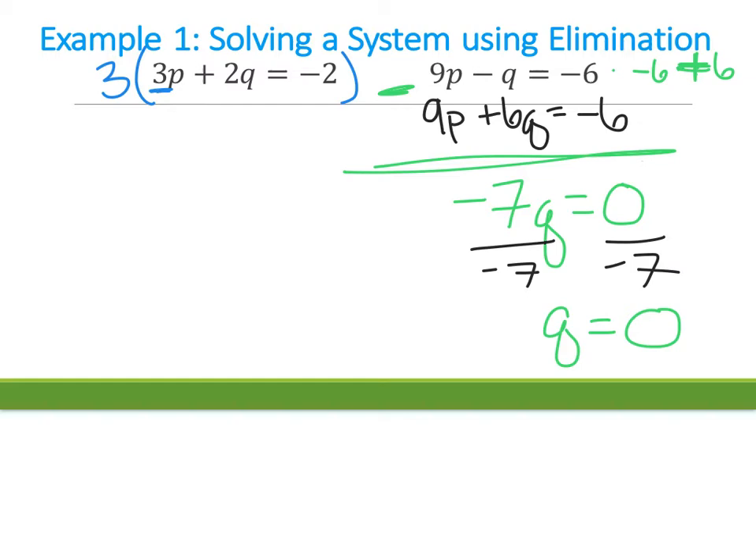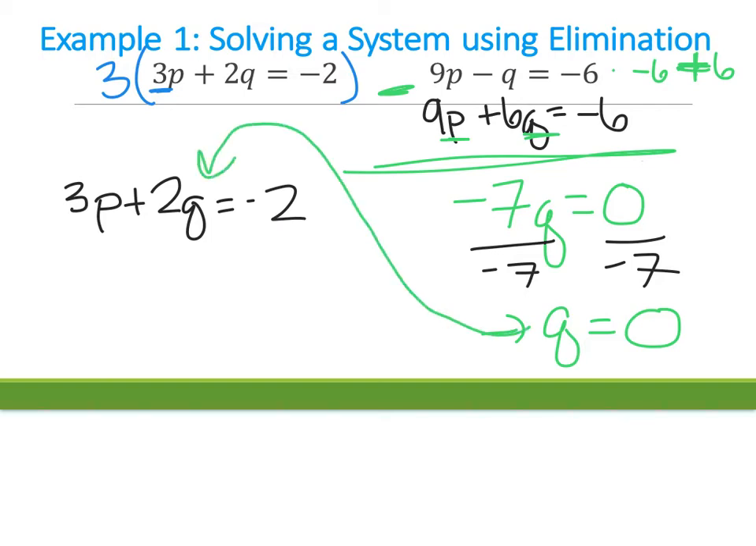I'm halfway done. I just need to figure out what p is because there's two variables. One's p, one's q, and we just figured out what q is. So now I want to take any of the equations, it doesn't matter which one. I'm just going to use the original 3p plus 2q equals negative 2. I know q is 0, so I'm going to take it and plug it in for q. This gives me 3p plus 2. Instead of writing q, I'm writing 0 equals negative 2. Now I'm going to solve for p.